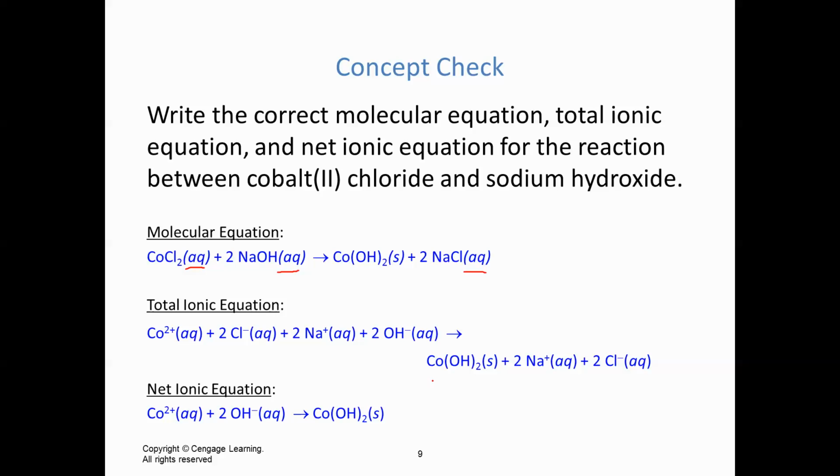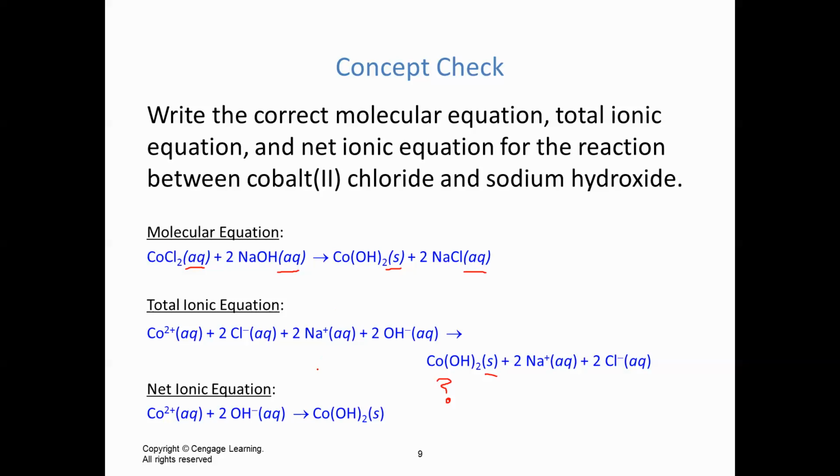You might be wondering, well, why isn't this cobalt hydroxide shown as being dissociated? Well, it's because it's a solid, and things that are solid aren't dissolved, therefore they won't be shown as dissociated. It's an important note right there about the ionic equations.